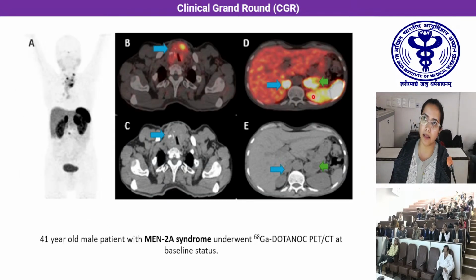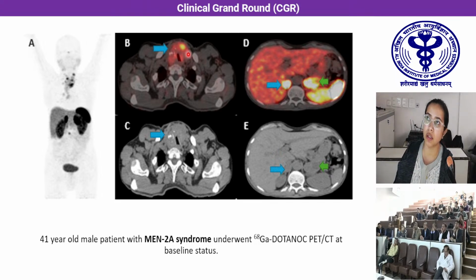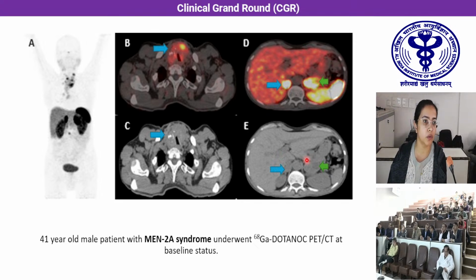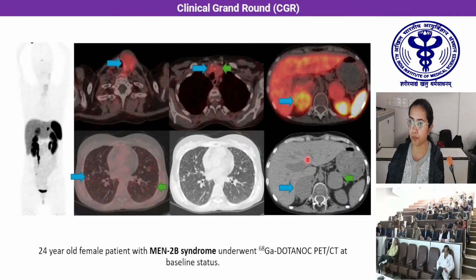In MEN2A syndrome, we are looking for medullary thyroid carcinoma and bilateral pheochromocytoma. In this patient, on imaging, there was a soft tissue lesion with calcification and necrosis and variable SSTR expression. Additionally, there was a well-defined lesion showing intense uptake in bilateral suprarenal region. Thus, the patient had medullary thyroid carcinoma and bilateral pheochromocytoma.